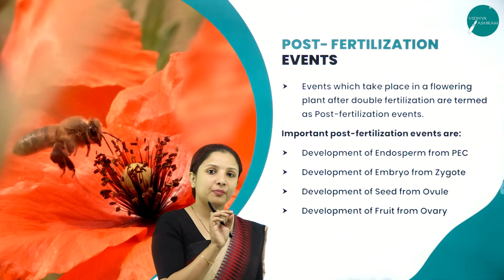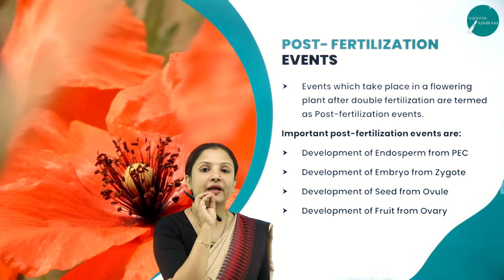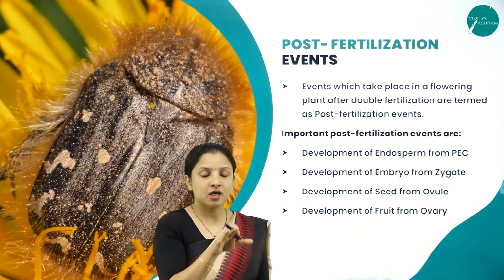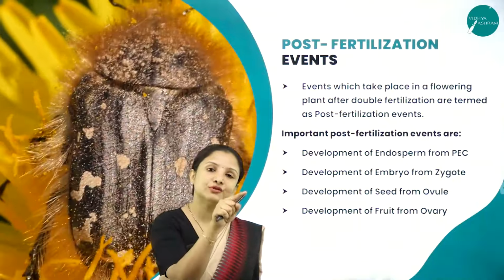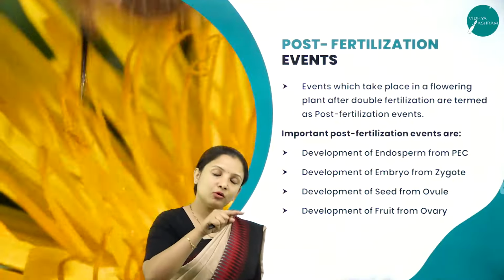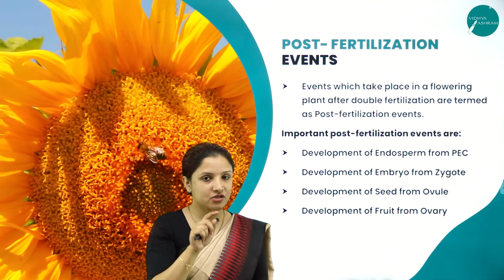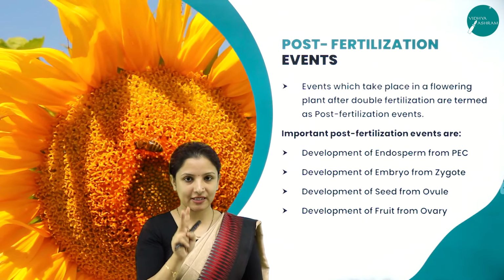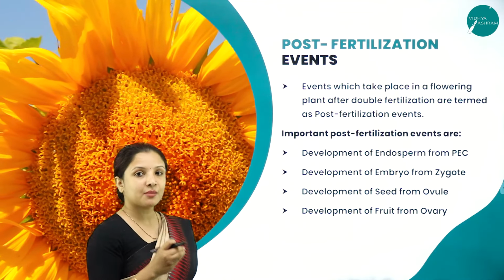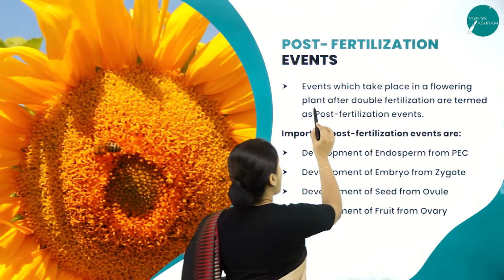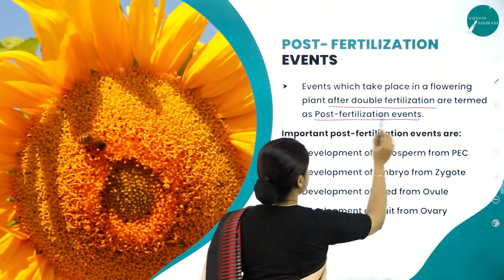Through that micropyle, it will reach the synergids of the embryo sac and deliver the male gametes in the synergid. Now, one of the male gametes from the synergid will travel and fuse with the egg cell, and one more male gamete will fuse with the polar nuclei or the central cell. Because fertilization occurs two times, it is called double fertilization. The events which take place in a flowering plant after double fertilization are called post-fertilization events.